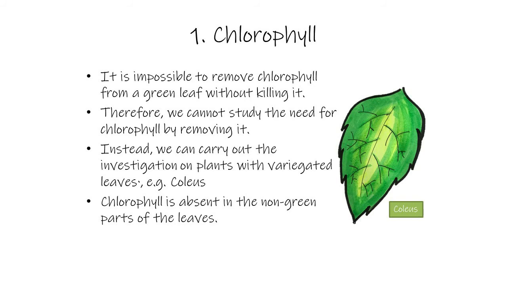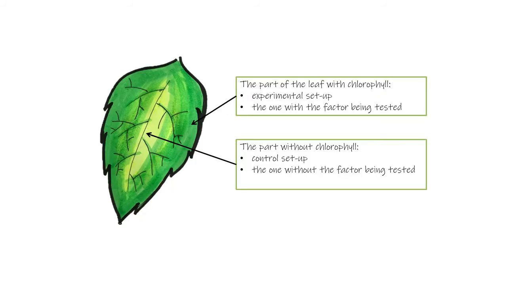Instead, we can carry out investigation on plants with variegated leaf, for example, coleus. Chlorophyll is absent in the non-green parts of the leaves. The part of the leaf with chlorophyll is the experimental setup, which is the one with the factor being tested, while the part without chlorophyll is the control setup, which is the one without the factor being tested.